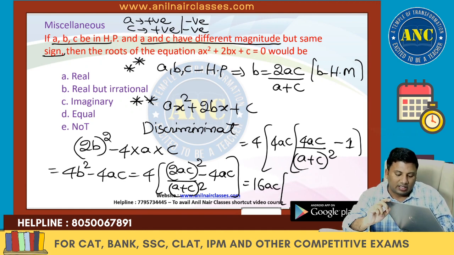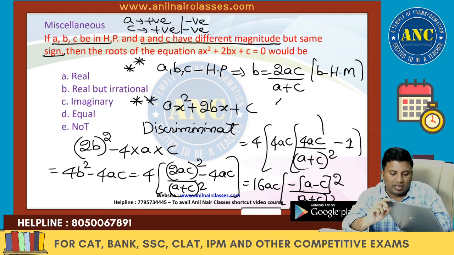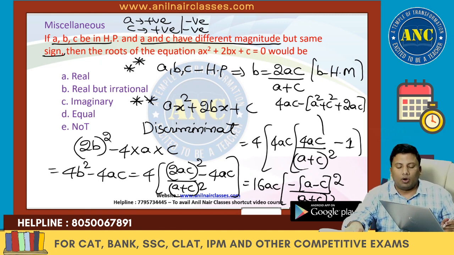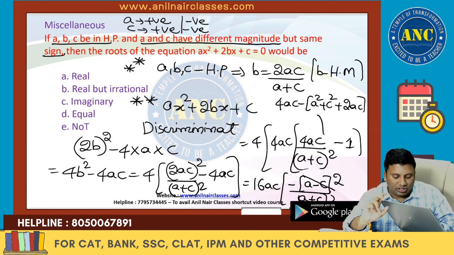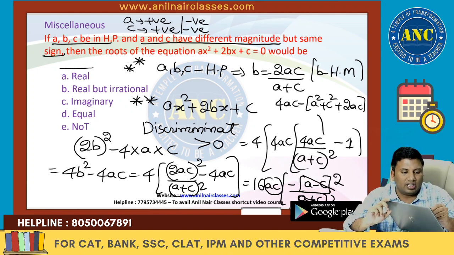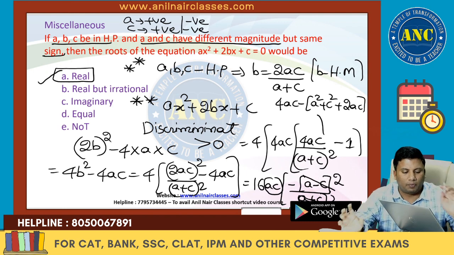Can I say it is nothing but minus of (a minus c) whole square divided by (a plus c) whole square, because it is nothing but 4ac minus of a square plus c square plus 2ac. I hope it is clear. This is positive, A is positive, C is positive. This is nothing but greater than or equal to 0. Greater than 0 is nothing but real. I hope it is clear.